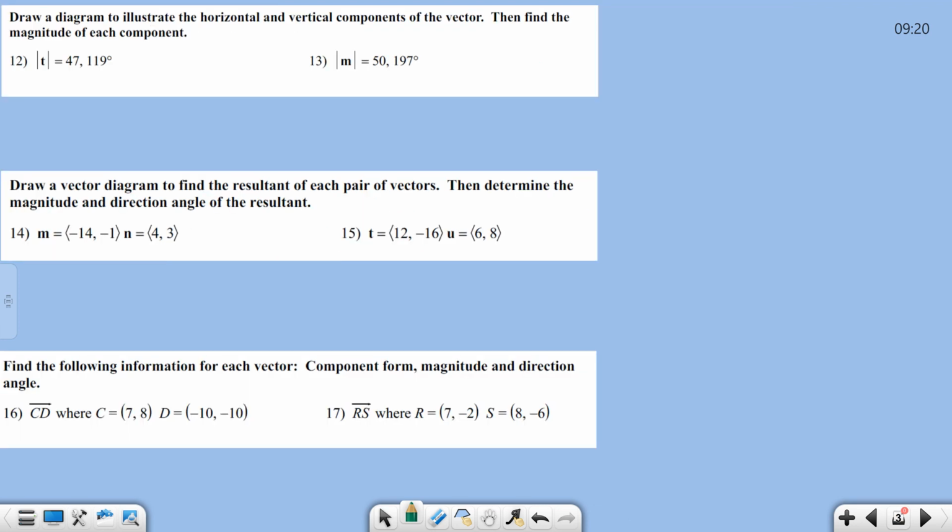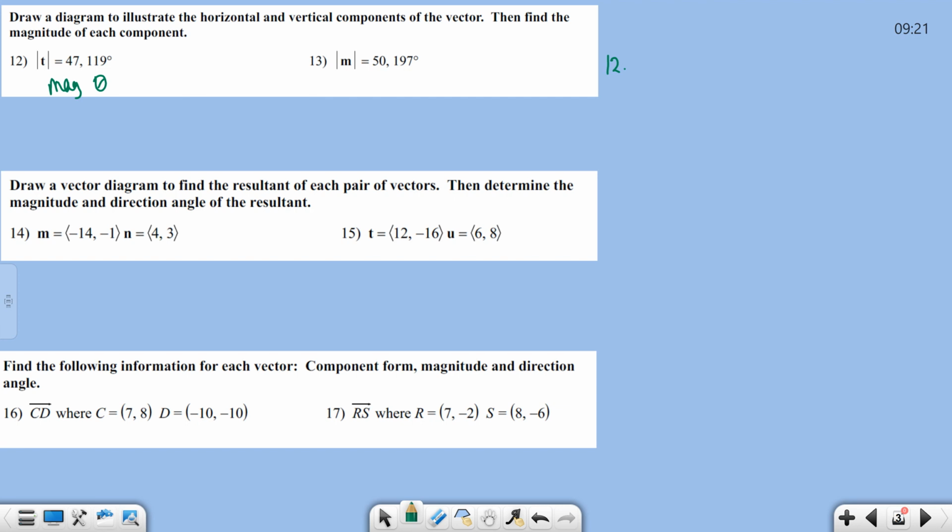Moving right along. Numbers 12 and 13, draw a diagram to illustrate horizontal and vertical components, and then find the magnitude of each component. 14 and 15, draw a diagram of the resultant of the vectors, determine magnitude and direction angle. And 16 and 17 are find component form, magnitude, and direction of the angle. So they're all kind of asking very similar things. In 12 and 13, we are given the magnitude and we are given the angle. I'm just going to pick one from each section and hit those, and that way you've got one that you can practice.